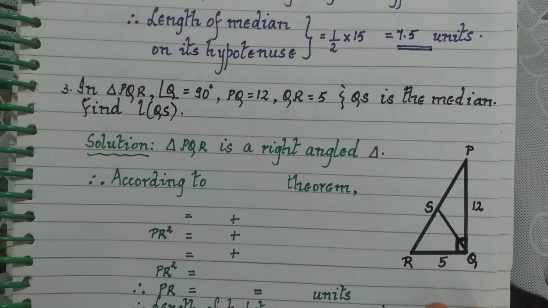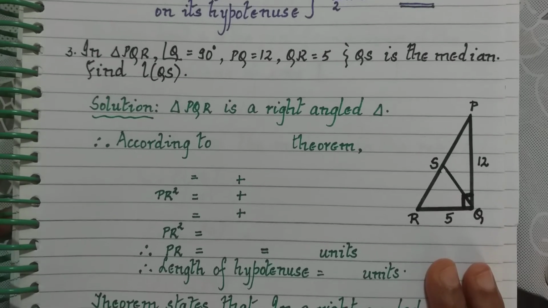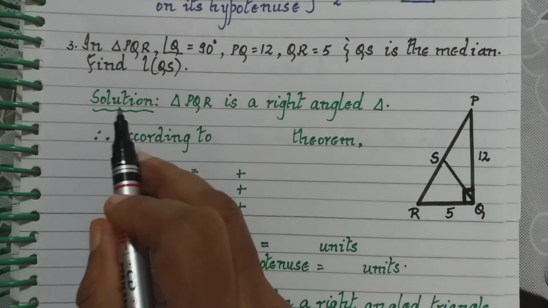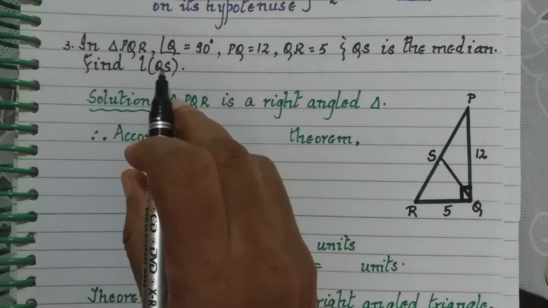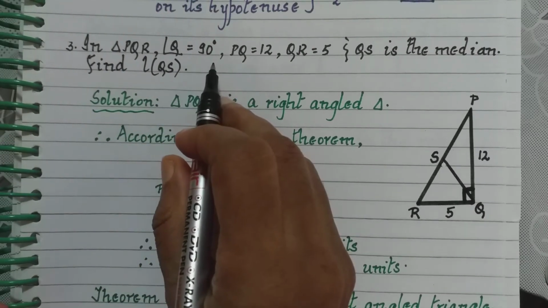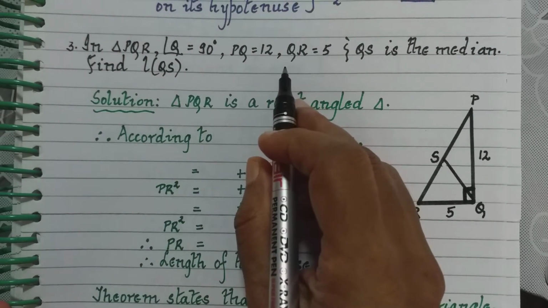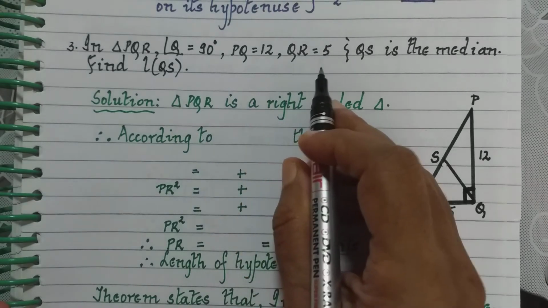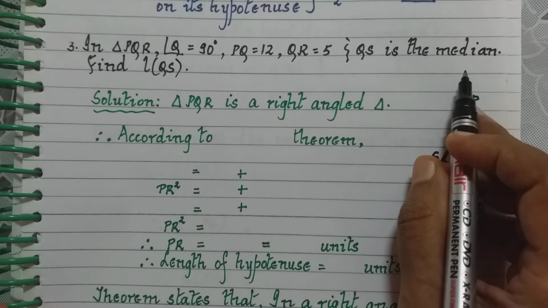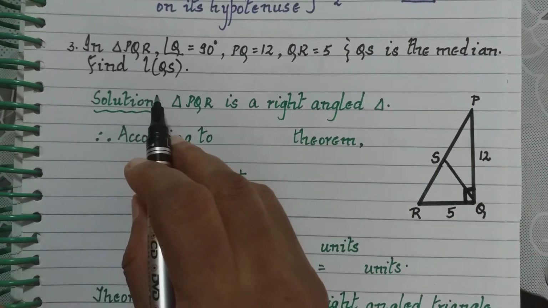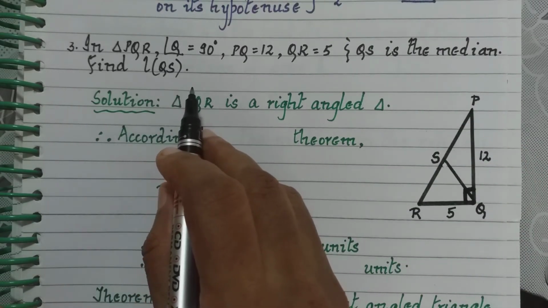Okay. Now, we will proceed to the third question, which is here itself. It is a similar question. So, see here, we have in triangle PQR, they have given us angle Q equal to 90 degree, PQ is equal to 12, QR equal to 5, and QS is the median. We have to find the length of QS.